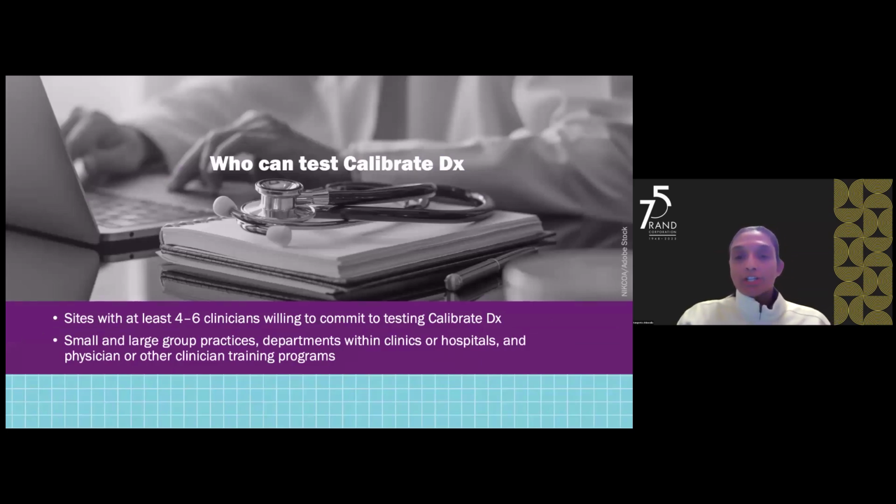So as part of this project, who can test CalibrateDx? We're looking for sites with at least 4 to 6 clinicians willing to test CalibrateDx. Because you work with a trusted colleague for some of the debrief activities, we're looking for pairs. So 2 pairs, 4 clinicians, 3 pairs, 6 clinicians. And really small and large group practices are eligible. Departments that are within clinics or hospitals, even physician or other clinician training programs like residency programs can test CalibrateDx.